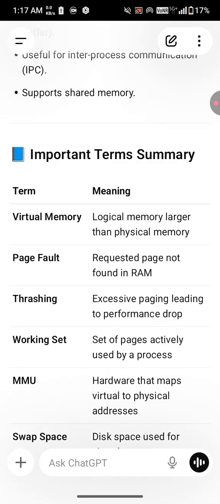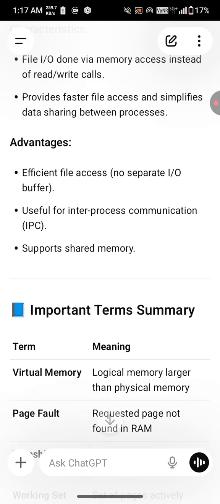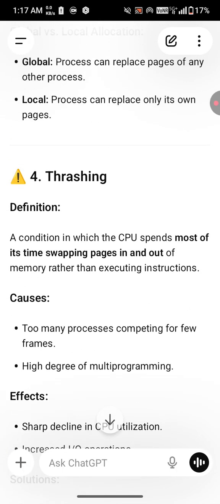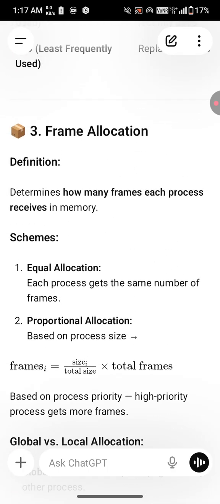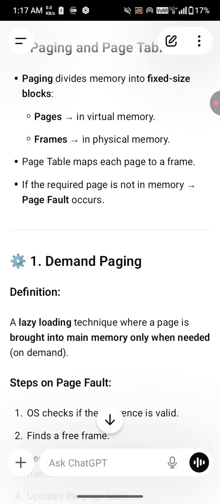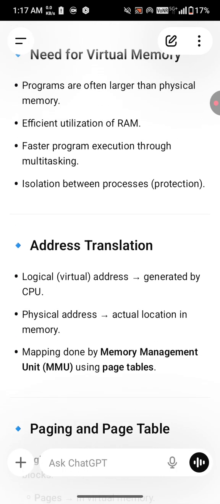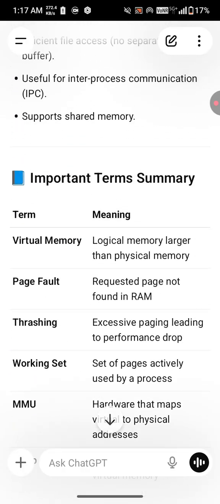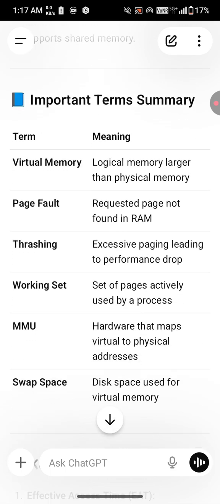MMU, Memory Management Unit. Hardware that maps virtual to physical addresses. Swap space: disk space used for virtual memory.